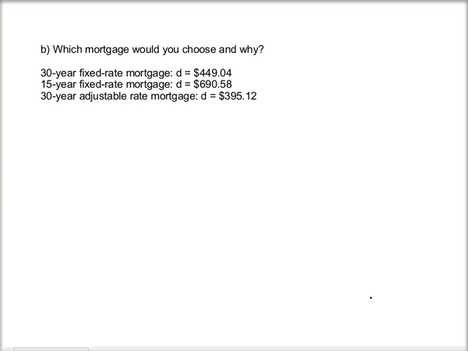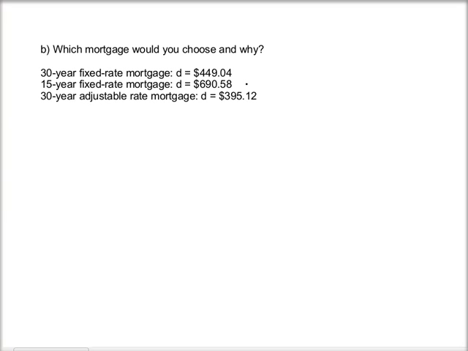Finally, for Part B, which mortgage would you choose and why? Now, your answer and reasoning might be different from mine here. I've just relisted what the monthly payments are for the different mortgages. So you can see that the 30-year adjustable rate mortgage has the lowest monthly payment, but that might go up over time. The 15-year mortgage has the highest monthly payment, but my house will be paid off in half the time of the other mortgages.